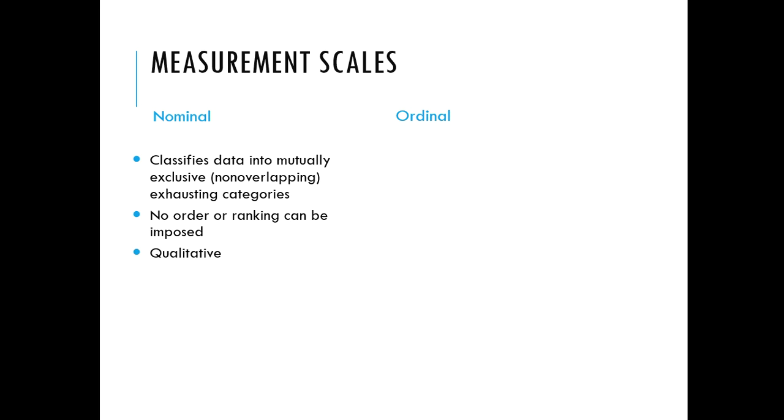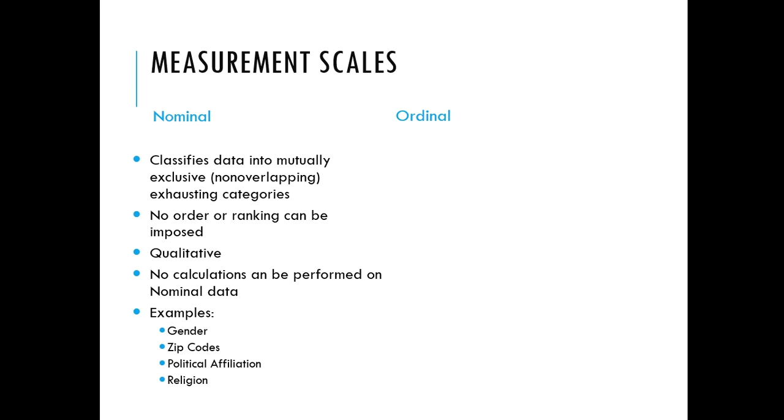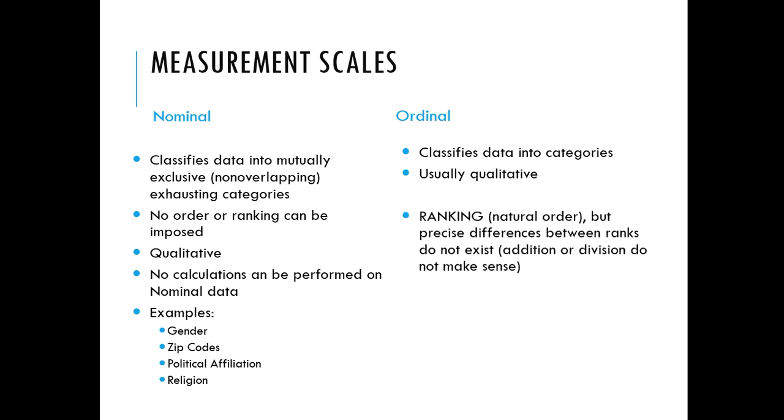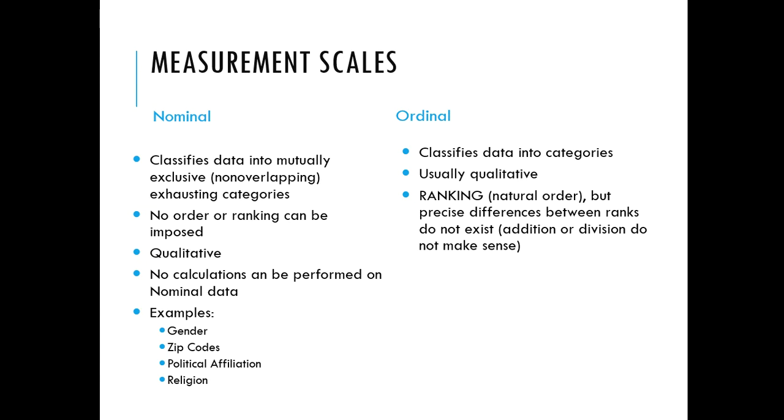What it does is it puts data into categories. No order or ranking can be imposed, and it's qualitative data. You can't do any kind of mathematical calculations with nominal data. Some examples are gender, zip code, political affiliation, and religion. Now, ordinal, on the other hand, you can classify data into categories, usually qualitative, and there's ranking. There's a natural order, but there's no differences between the ranks.